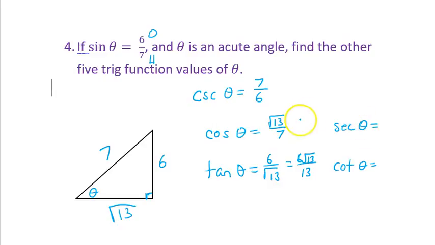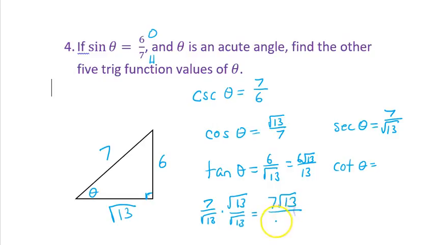Now for secant, I'm going to flip my cosine, which would be 7 over the square root of 13. And again, I have to rationalize because I end up with a square root on the bottom. So I'm going to multiply by the square root of 13 over the square root of 13, which is going to give me 7 square roots of 13 over 13.